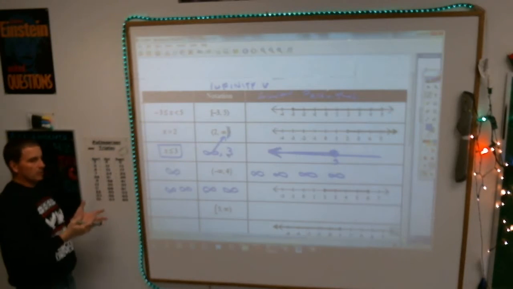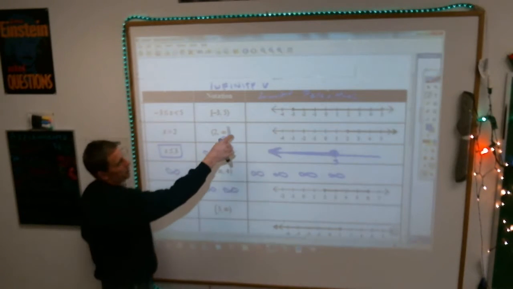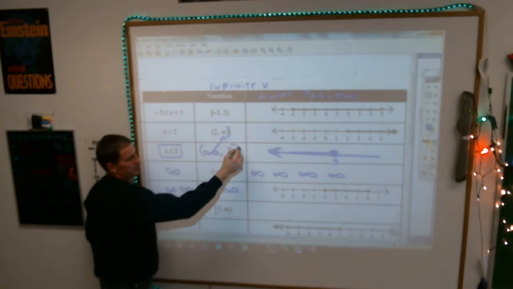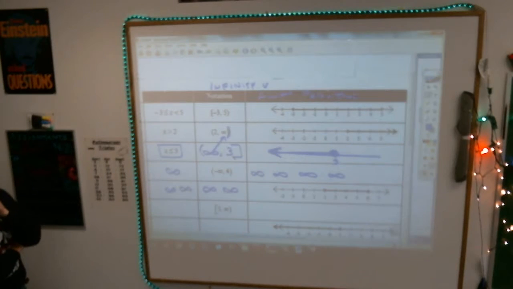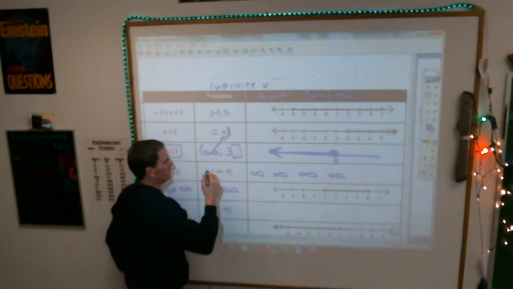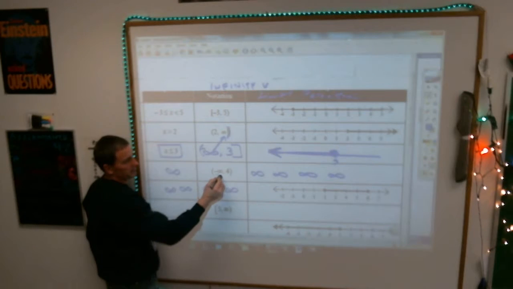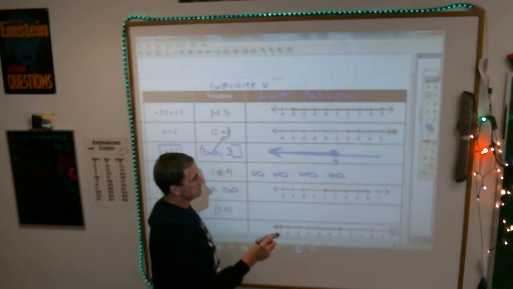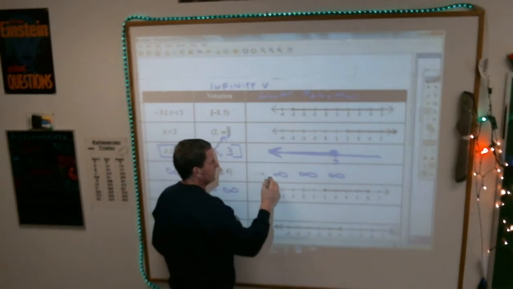Now, are they brackets or are they parentheses? Well, infinity sign is always parentheses. This one is colored in, so it is a bracket. Oh wait, I'm sorry, and we need this because it goes forever in the negative side, it's negative infinity. I missed that right here. Negative infinity.